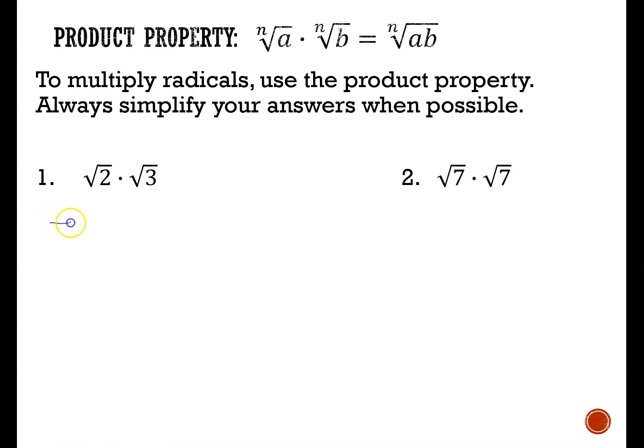So on number 1, we both have square roots, and I'm only going to give you those that have the same index. So we keep a square root, and we multiply the 2 times 3. 6 is not a perfect square. That's as far as it goes. Square root of 6 is the answer.